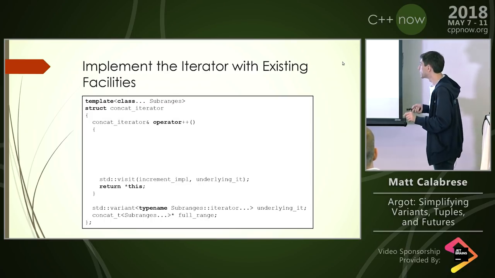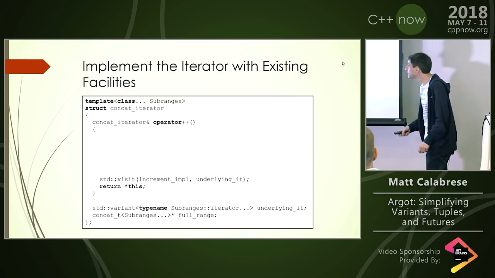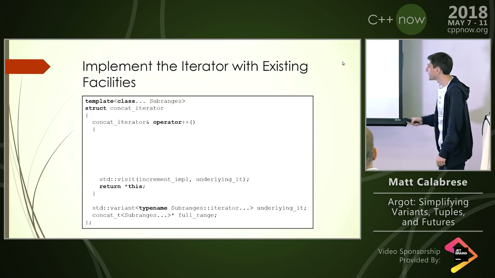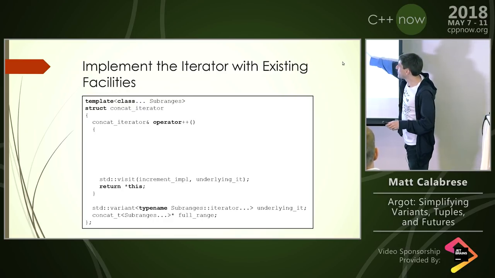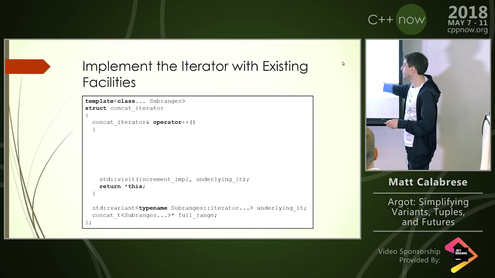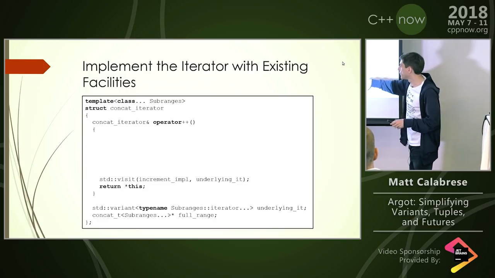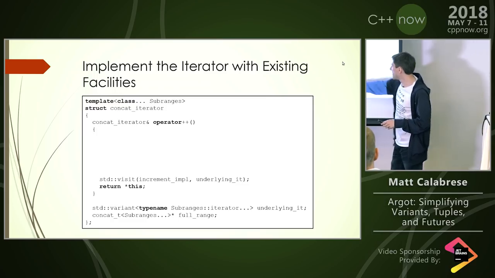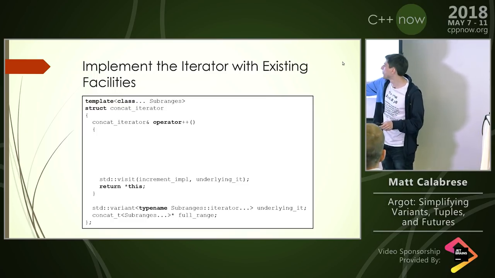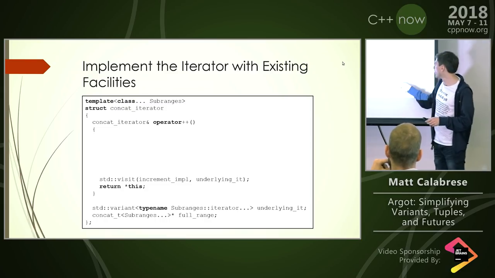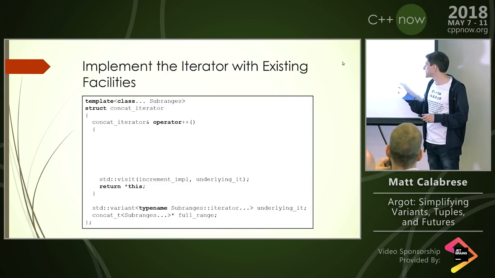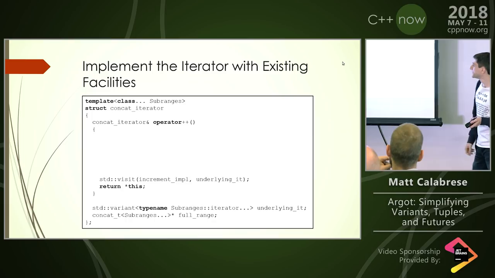Okay. So now that we have our state, let's try to implement one of the easier operators. So we'll do the pre-increment operator. We're maybe not entirely sure how this is going to work, but we know that we have to access the underlying iterator that we're incrementing here. So we know that it's going to be some kind of visit-like operation. We're going to forward along the implementation to some impl, and we're going to visit this. And so hopefully that gets us back a reference to one of these iterators.